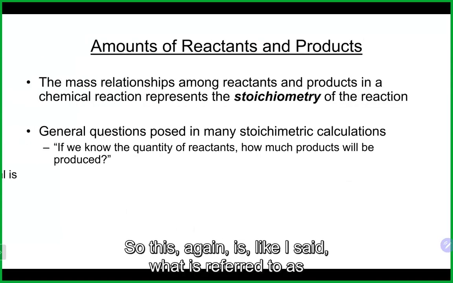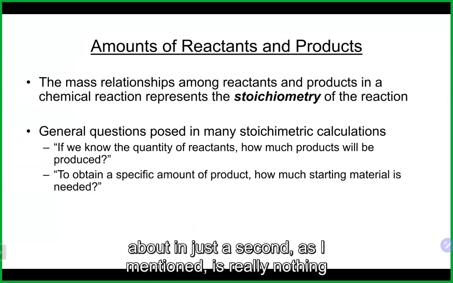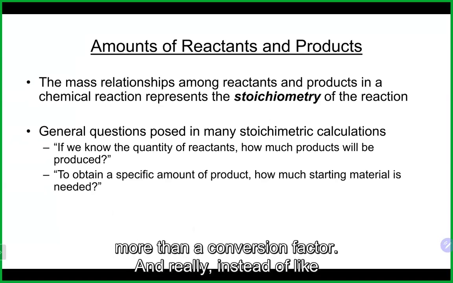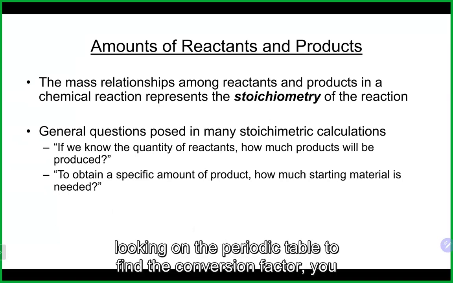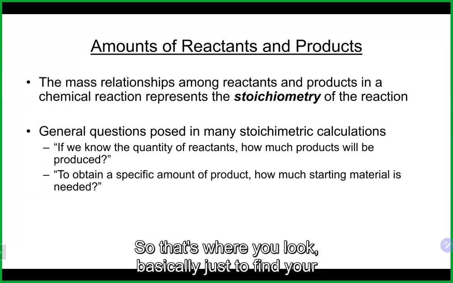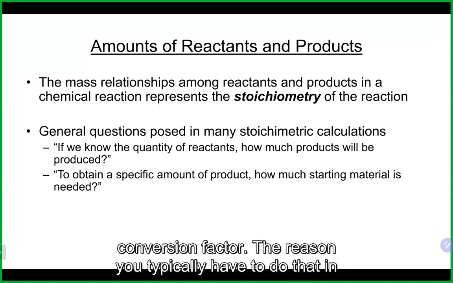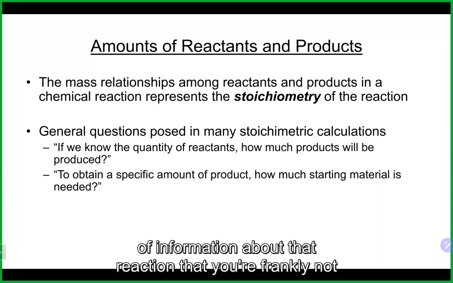So this, again, is what is referred to as stoichiometry. And really, stoichiometry, as we'll talk about in just a second, is nothing more than a conversion factor. Instead of looking it up in a table to find the conversion factor, or looking on the periodic table to find the conversion factor, you actually find the conversion factor in the balanced equation. So that's where you look to find your conversion factor. The reason you typically have to do that in stoichiometry problems is they typically will give you a piece of information about that reaction that you're frankly not interested in.